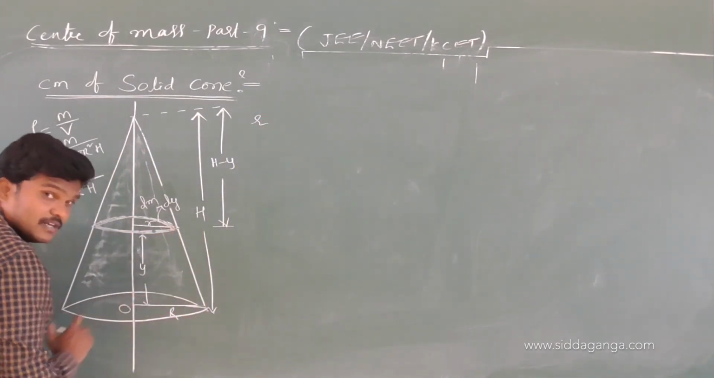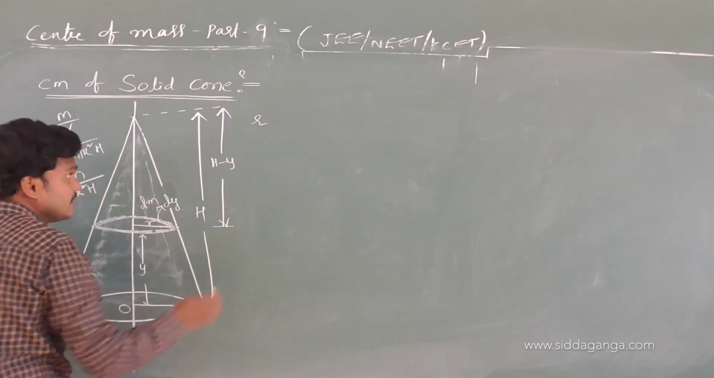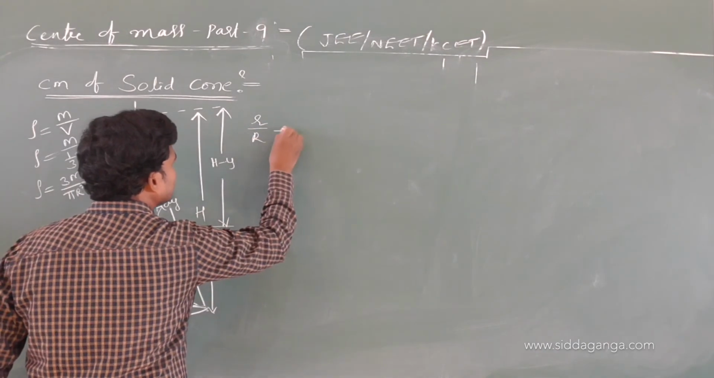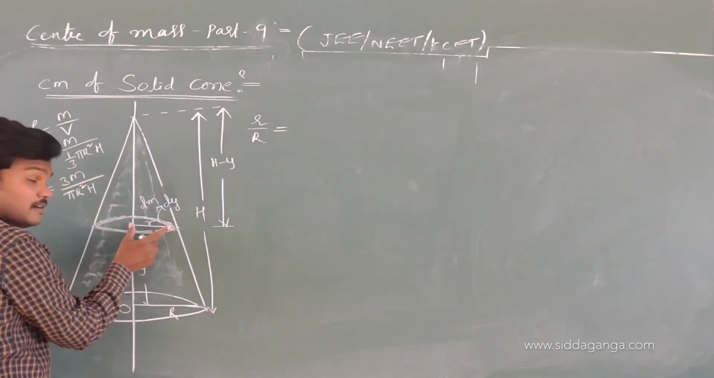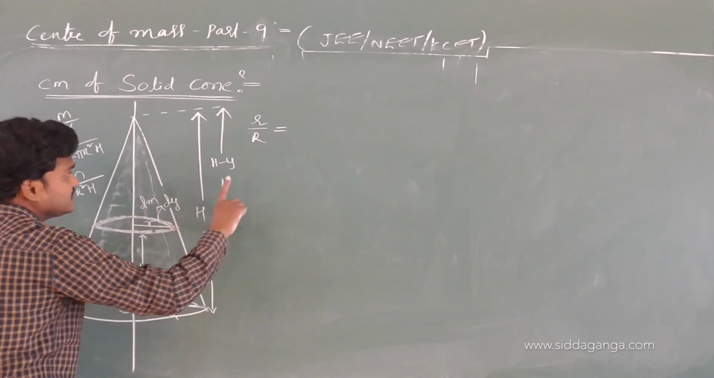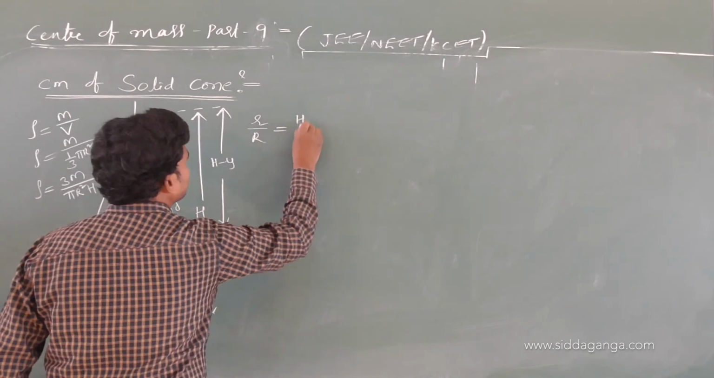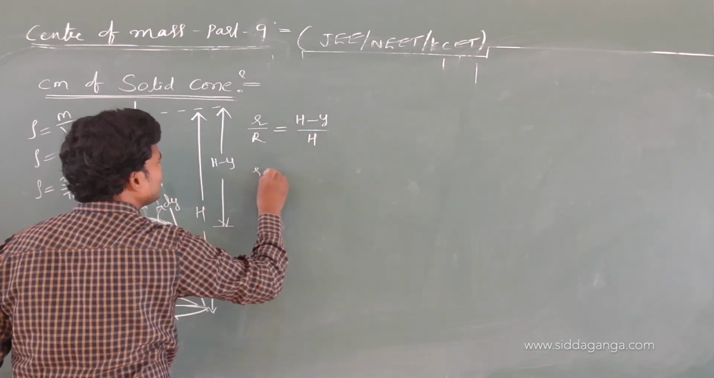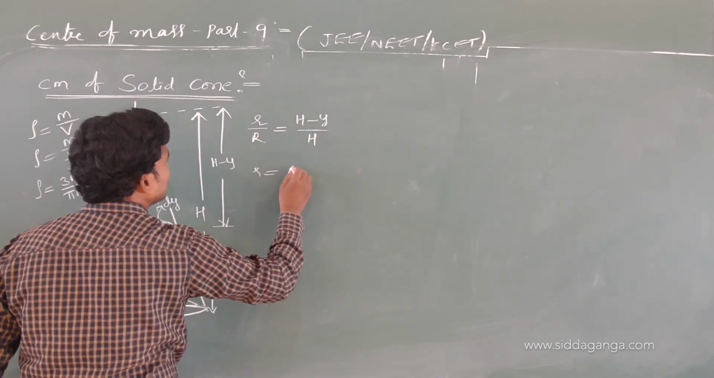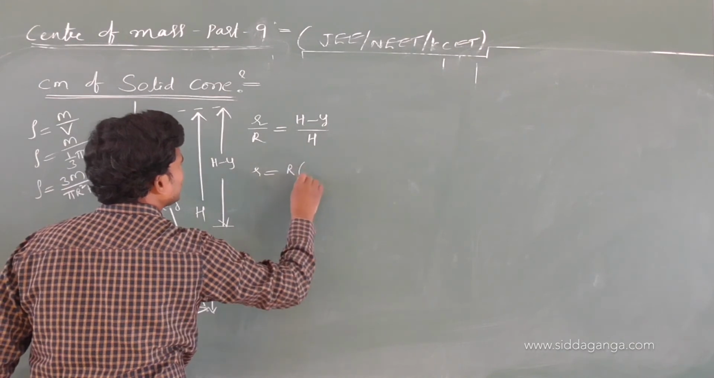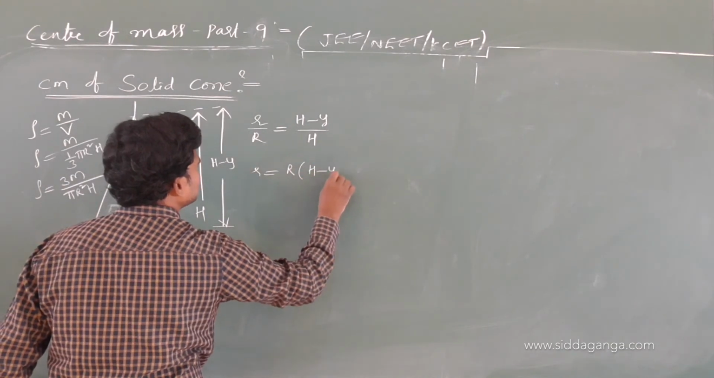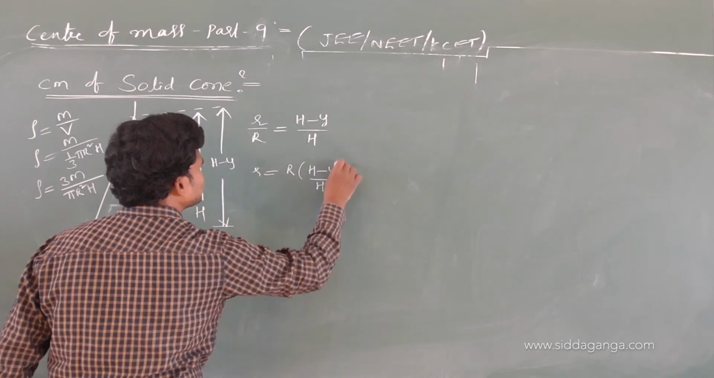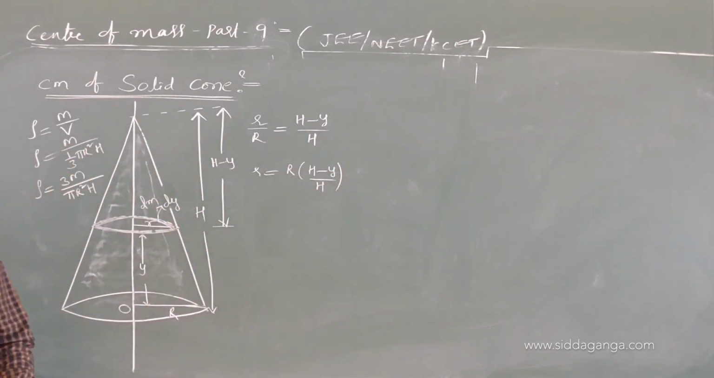Small r by capital R. I am using simple mathematics. Small r by capital R. At what height is small r? This is at a height of h minus y, by h. Now I got the small r value. Small r is capital R into h minus y by h.